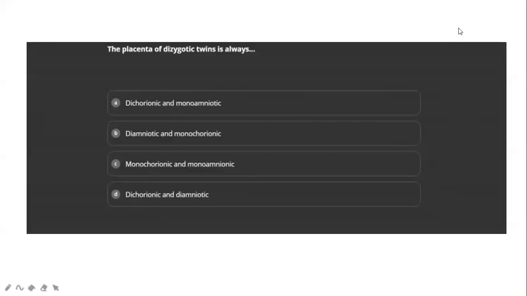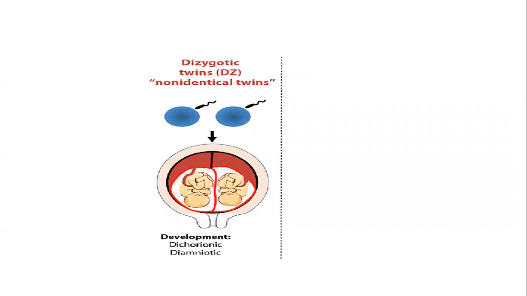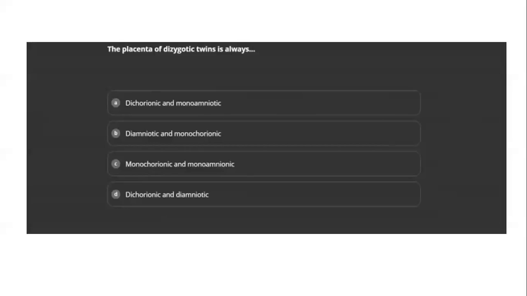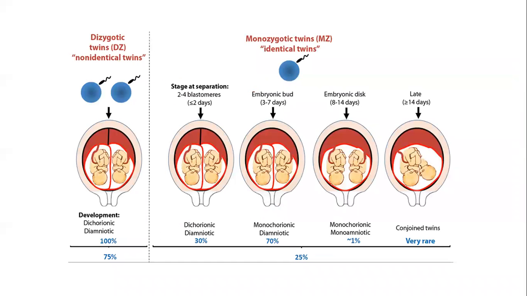And we saw it before itself, the first what we saw, right? Dizygotic twins, non-identical twins, they have two different eggs, two different sperms. So of course they will have different placenta and they have different sacs, right? So diamniotic and dichorionic, as you can see, option D, right? Dizygotic twins is always, as we have seen before, dichorionic and diamniotic, right? Two different sacs and two different placenta because they are two different eggs, right?